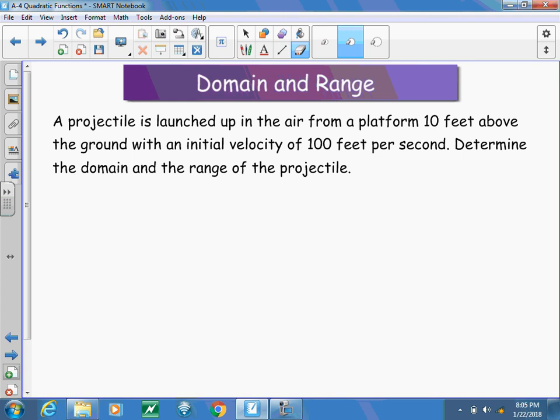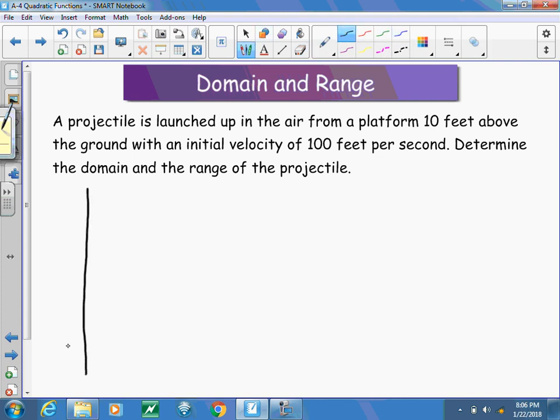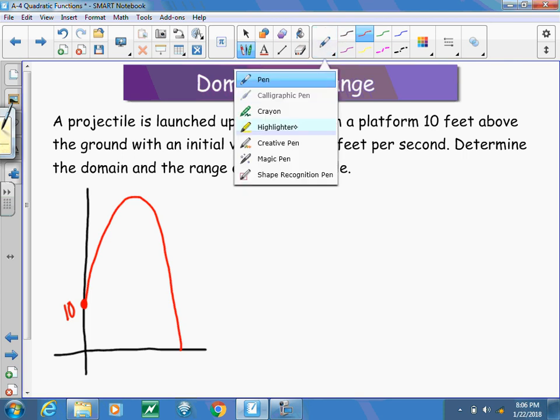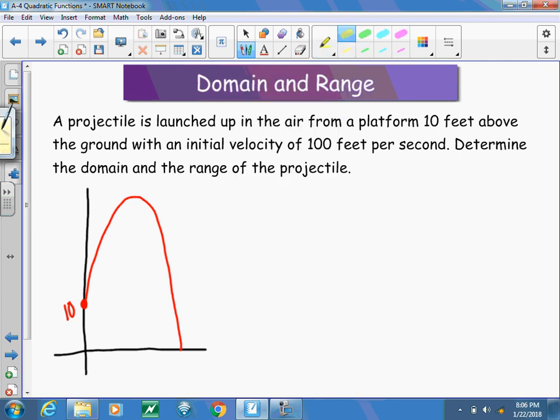All right, so here I have a word problem that says a projectile is launched up in the air from a platform of 10 feet above the ground. With an initial velocity of 100 feet per second, determine the domain and the range of the projectile. So you're thinking about this. Sometimes it would be helpful if you just even think about this on a graph. What would this possibly look like? So we're starting at 10 feet, and something's being thrown up into the air, and then it's going to come back down. All right, so if we're trying to first of all figure out, well, what is the domain and the range of this projectile?